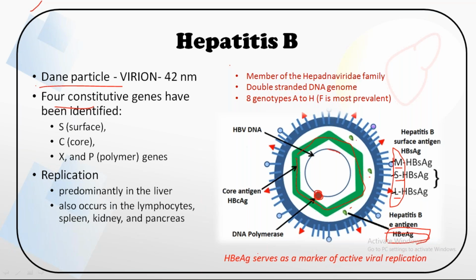That is also important because the presence of HBe antigen serves as a marker of active replication. E antigen is not always there, but wherever E antigen is there, such disease is actually troublesome. Either they go for chronicity or they go for severity. Actually, the active viral replication is there, and infectivity is also very high in such people. So that is the importance of E antigen. It is non-structural because it is not attached to the structure anyway.